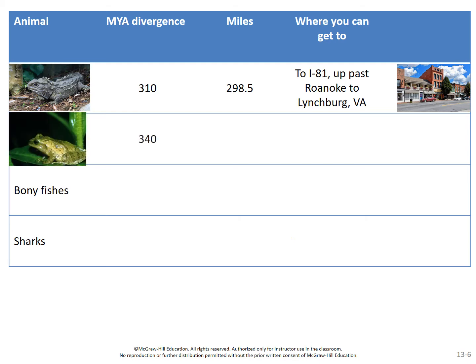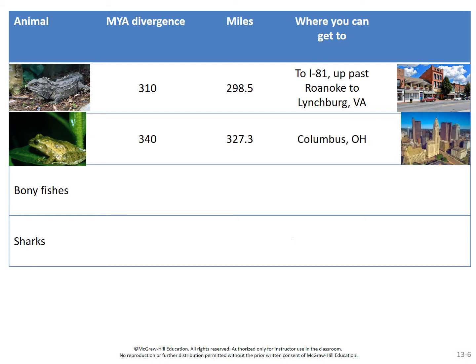Now the next divergence point that we're going to look at is from amphibians, and so there's a little frog there. And our divergence point from them is about 340 million years ago. That's the last time that we had a common ancestor with amphibians. This is going to translate to about 327.3 miles, and you can get to Columbus, Ohio in 327.3 miles.